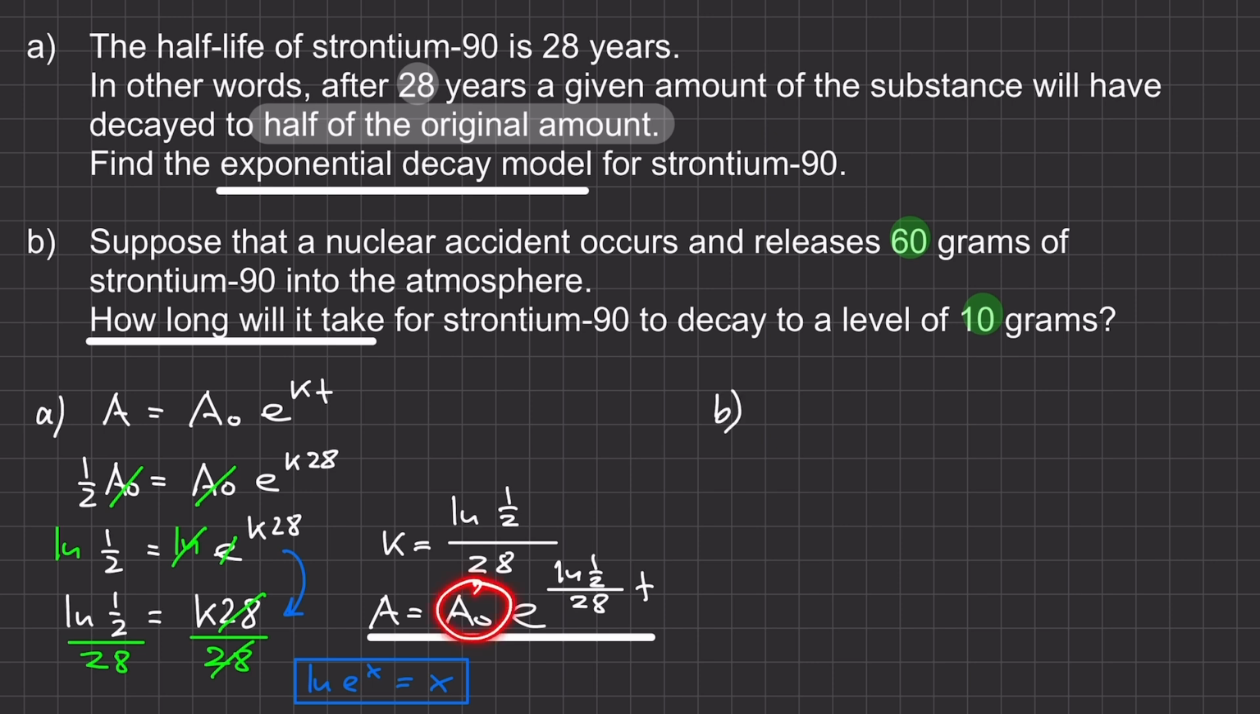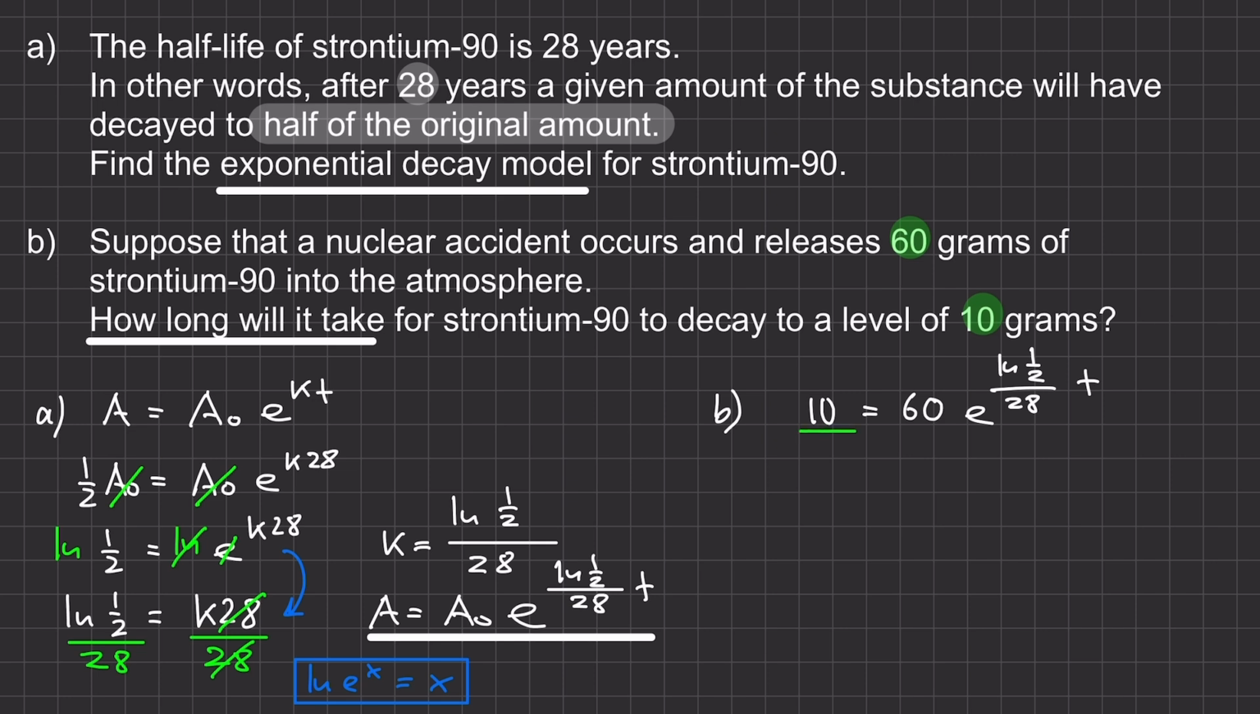Recall that A0 is the initial amount of the substance and A is the amount of the substance left after a certain amount of time. So we can write 10 equals 60 times e raised to the power of ln of 1/2 over 28 times t. The only thing we have to do now is to isolate t and we are done. How can we do that? I would encourage you to pause the video and try.